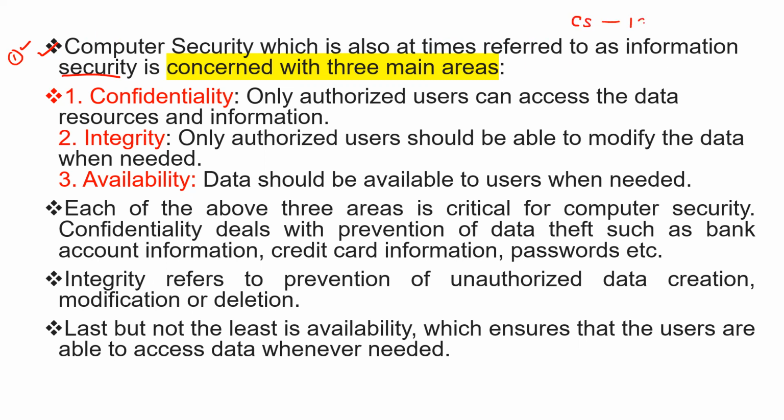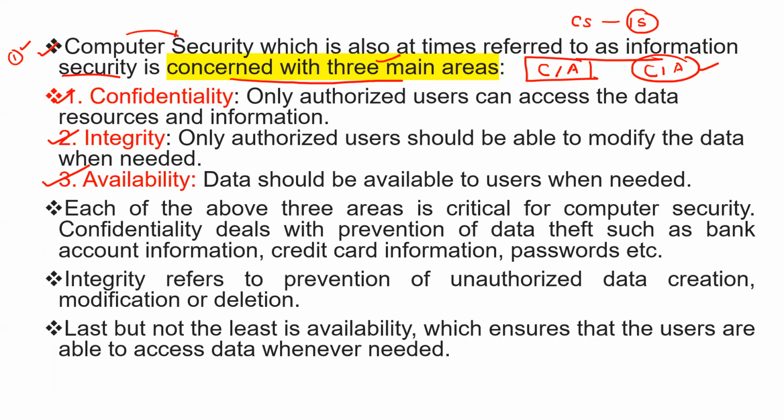Computer security, like information security, is concerned with three main areas, known as CIA. Please remember what the three main areas are, that is CIA. What is the meaning of that? C stands for confidentiality, I stands for integrity, A stands for availability.